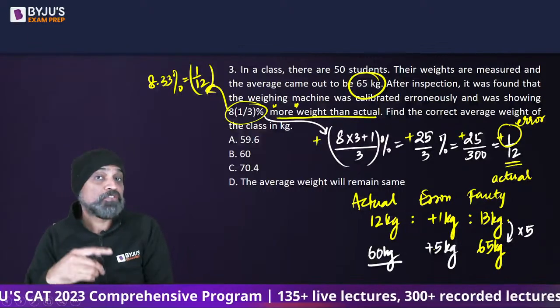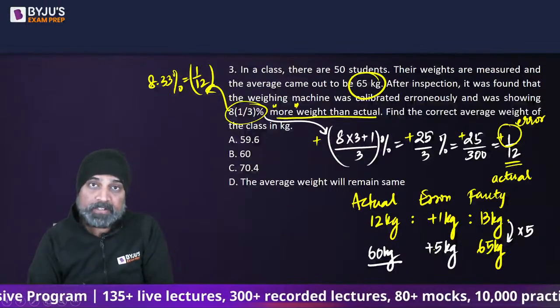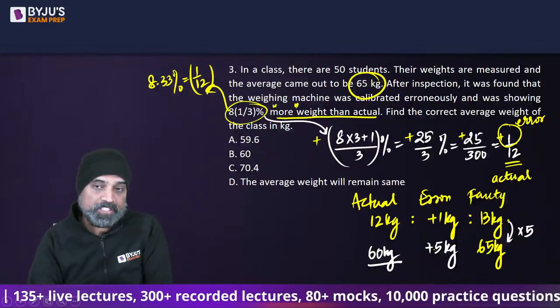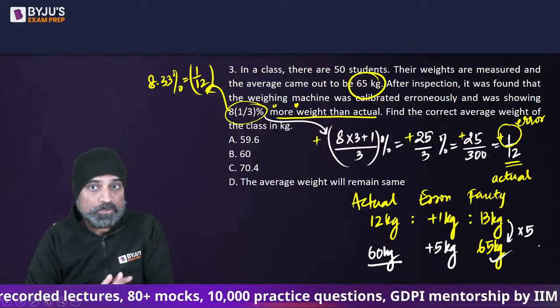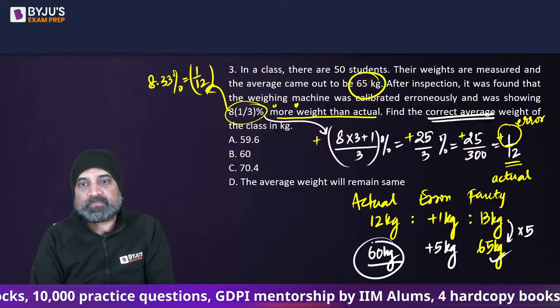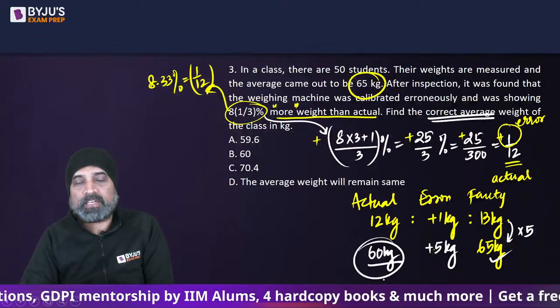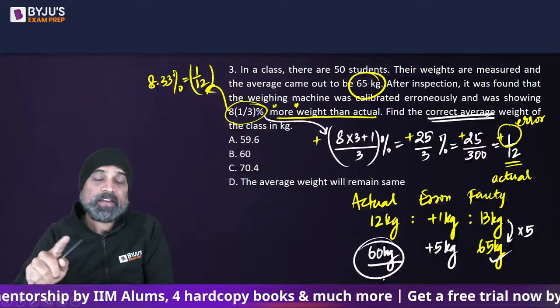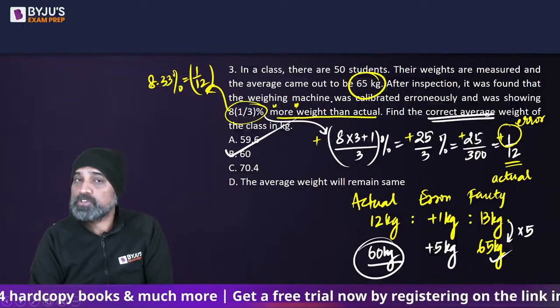There was an error of plus 5 kg, which translates into 1/12 error, which is 8 1/3% error. And we eventually get 65 kg. 65 kg is given in the question itself. The question is asking us to find the correct average weight. Had the question been asked what is the error, the answer would have been 5. The correct average weight here will turn out to be 60. So the answer is going to be again option B.